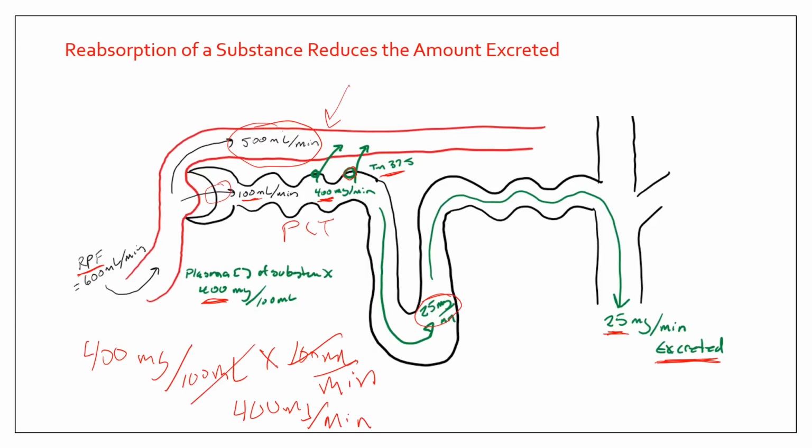Okay? So again, if we compare what initially got filtered in, which was 400 milligrams per minute, and what got excreted, which is 25 milligrams per minute, you could deduce that reabsorption occurred and 375 of it got reabsorbed. All right, so this is when we compare filtered versus excreted.